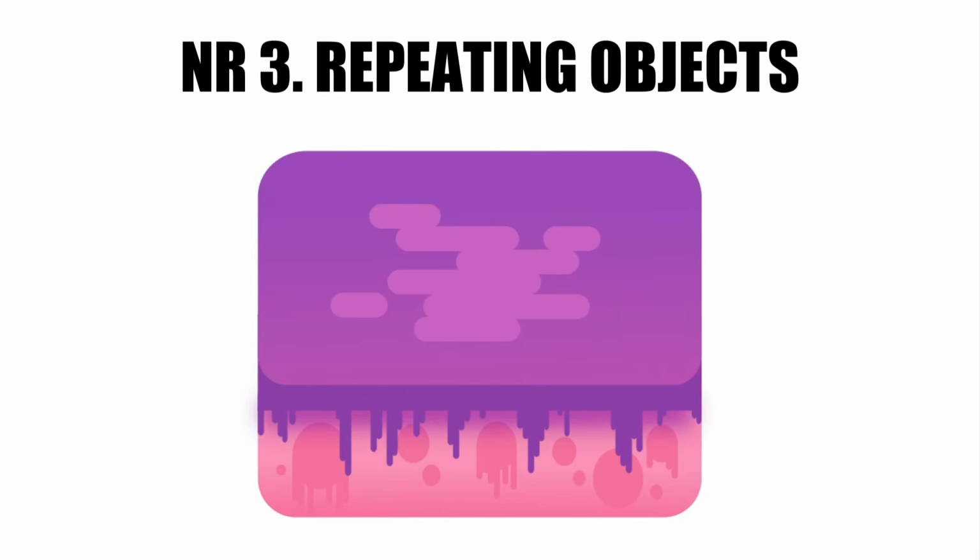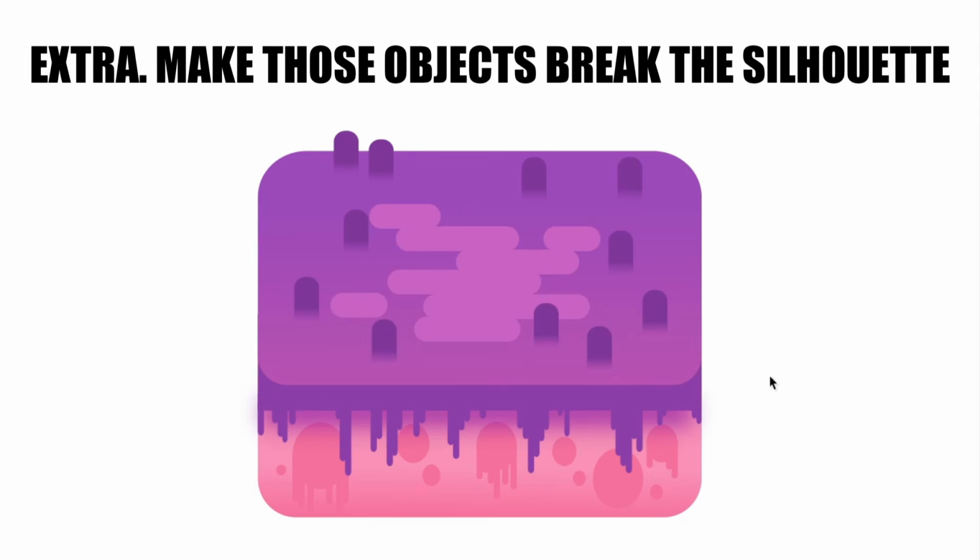Number 3. Add some little objects repeating all over, like grass or stones or moss. This creates noise and fills the empty space. Just try your best to spread them randomly and don't overuse them. And here's an extra tip that's a bit of a continuation of the last one. When possible, make them leave the silhouette of the shape, or overlap with the colorations. This breaks the silhouette, making the whole shape more interesting to watch.